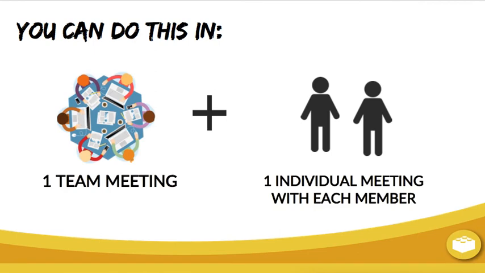How can you implement these things? You can do 1 team meeting to work on the whole plan part, and 1 individual meeting with each member to do the 2 steps for personal goal setting. So with 1 team meeting and 1 individual meeting with each of the members, you can for sure implement this part of the team standards.